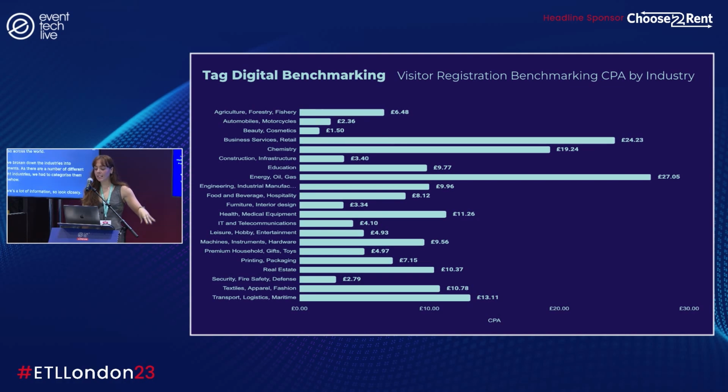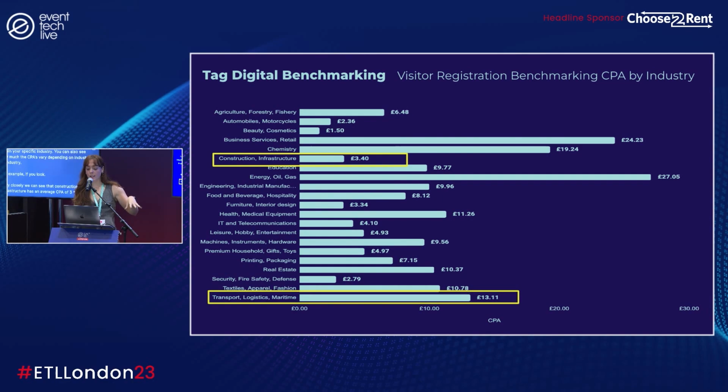This graph clearly highlights a global average CPA that you can expect for visitor registrations within your specific industry. You can also see how much the CPAs vary from industry to industry. For example, if you look very closely, we can see that construction and infrastructure has an average CPA of £3.40. Compare this to transport, logistics and maritime with a CPA of £13.11.